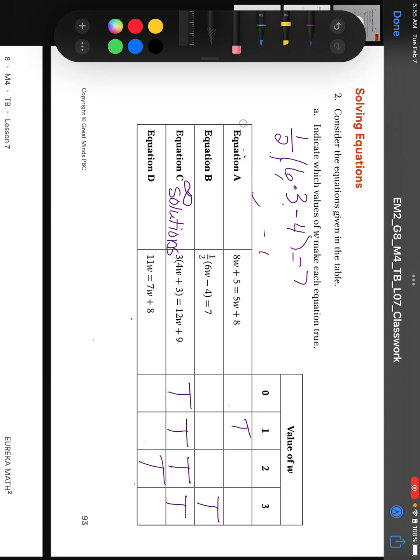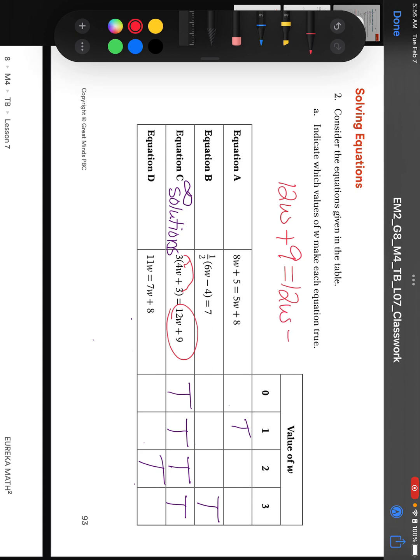And if I look at equation C a little bit more in detail, maybe I do the first step of the distributive property. So let's take a look at this equation C using the distributive property. Remember, I'm just distributing that 3 into both numbers. So I get 12W plus 3 times 3 is 9. And then what do I have here on the right? 12W plus 9. So what are you noticing here?